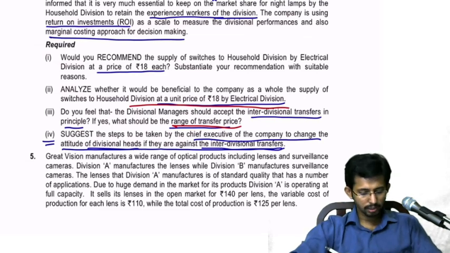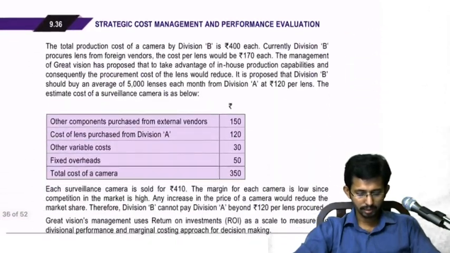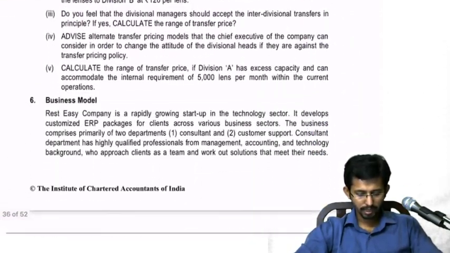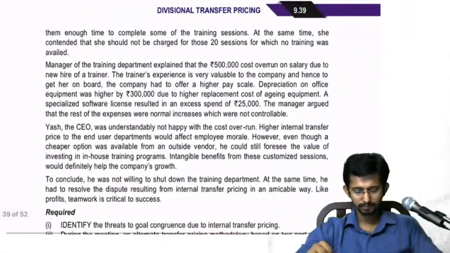Okay, so that's all with this question. Now two more questions are left out, question number 5 and then question number 6, and you have one more small question, that is question number 7.